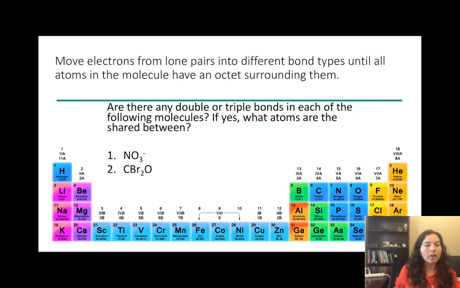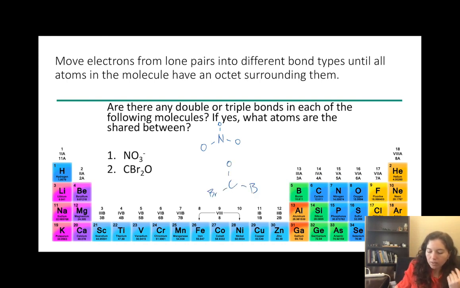Okay, so now I'm going to task you with doing the same thing with the molecules that you studied. So this NO3 that we drew, you'll need to go back to your structure for that and see if there are any double or triple bonds in the following molecules. And if yes, what atoms are they shared between? Obviously, for this one it's going to be nitrogen and oxygen, but for your carbon and oxygen and bromine, you'll need to tell me which atom it's between, if it's between one of the bromines or the carbon and oxygen. Okay, so give this your best shot.